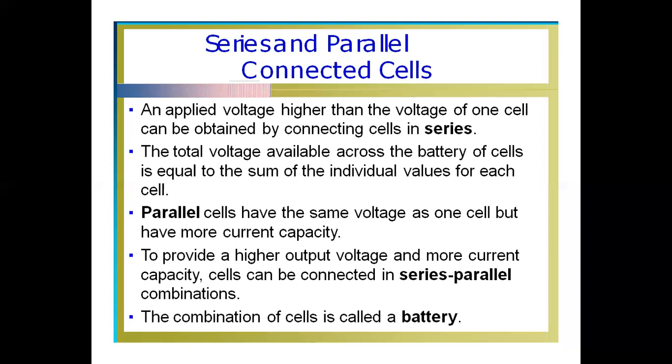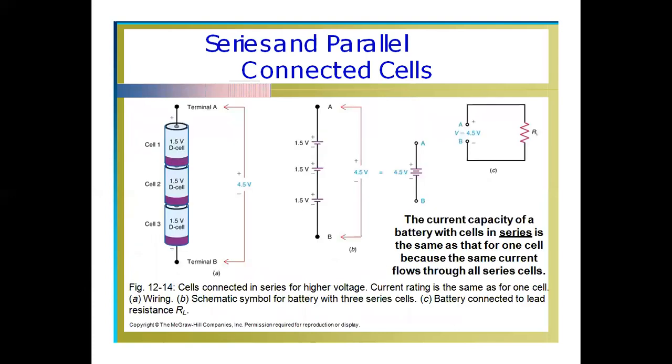To provide a higher output voltage and more current capacity, cells can be connected in series-parallel combination. So there is an array of series and parallel combinations of photovoltaic cells in solar panels. The combination of cells is called a battery, and the combination of series and parallel connected cells is like this.